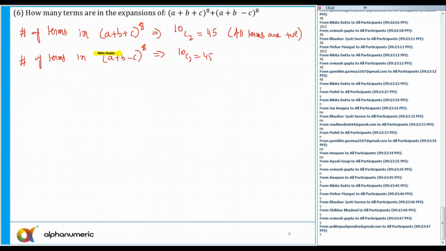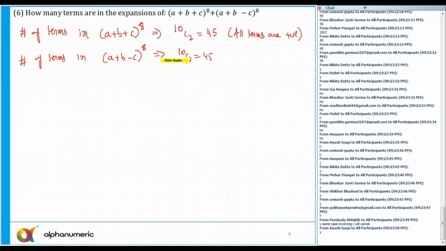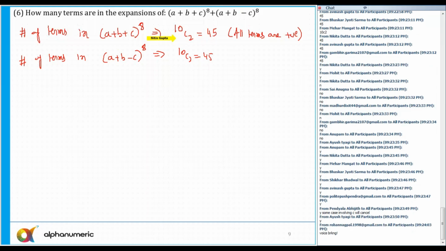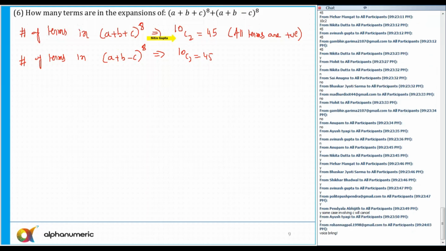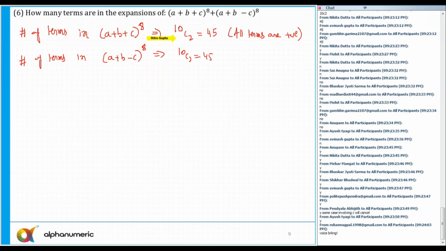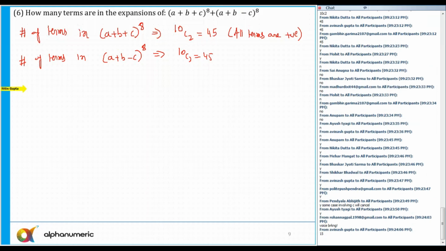So here I need to find out how many negative terms are there. Out of 45, how many terms are there which are negative? Because all those terms, negative and positive, will get cancelled. So can you guys tell me how many terms in the second one are negative? Let's see how many terms are negative, that we need to calculate.